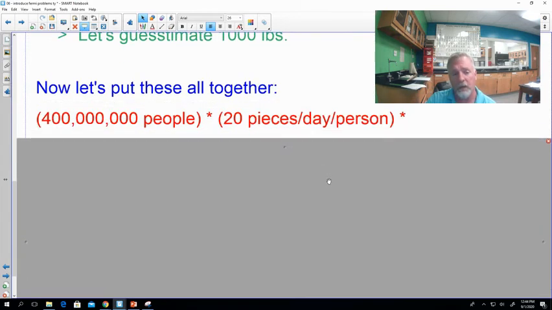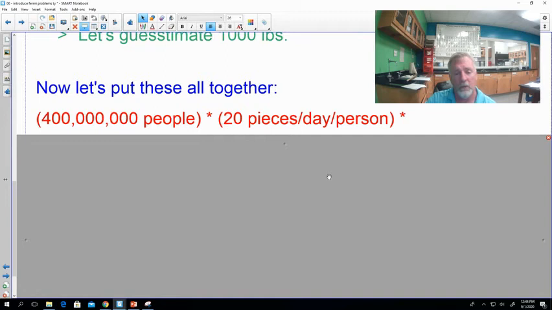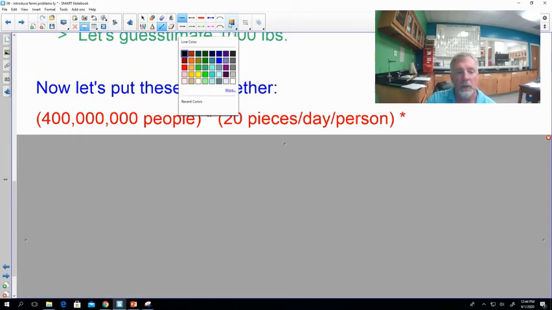Let's put all those estimates together. So we started off with 400 million people. Each person uses 20 pieces of paper per day. So I've got this factor here, 20 pieces of paper per day per person. What I want you to see here, and I'm going to cross these out as we go through it, let's see, what color? We'll use black.